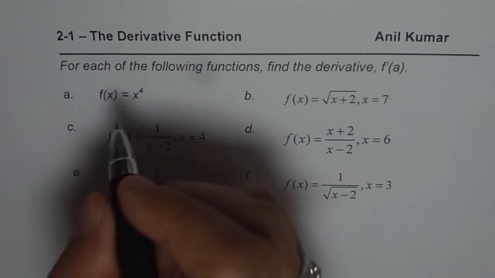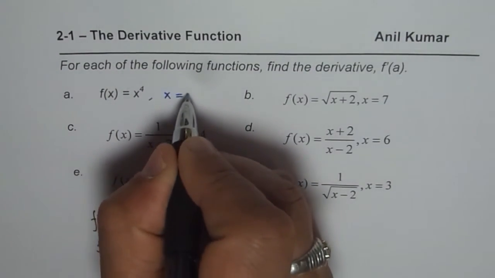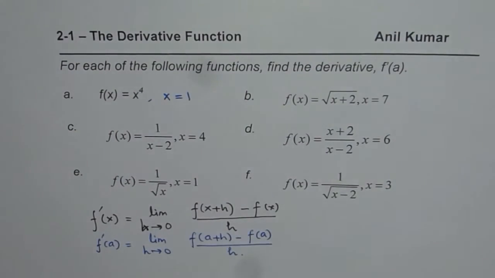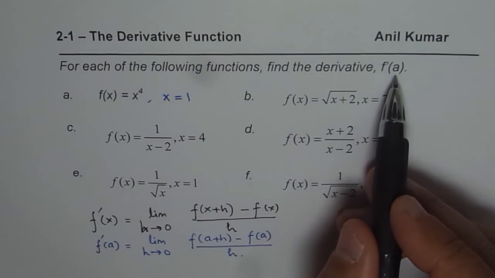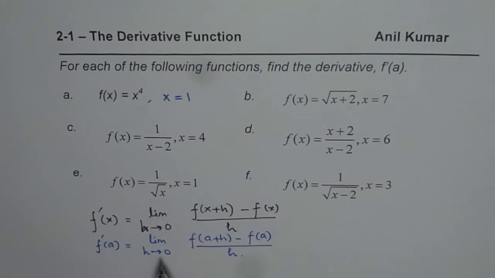So here we have 6 questions. Let me say that x equals to 1 for simplicity. So the question for you is, for each of the following functions, find the derivative f dash a. You have already done this kind of exercise in rate of change and in finding the limits. So I hope that should not be very difficult for you.